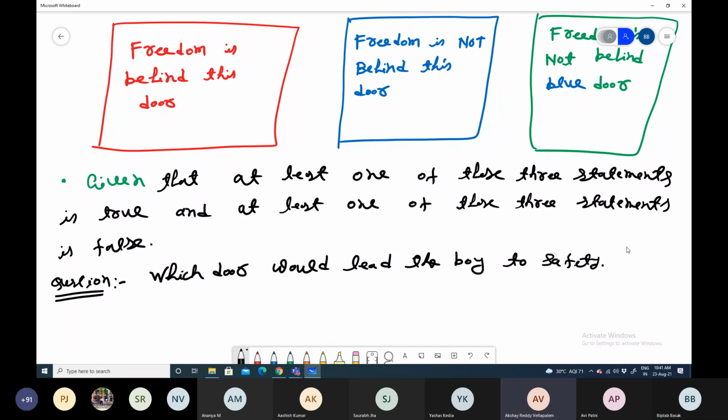But we know that there are only 3 cases, and exactly one of R, B, or G is true. If both of them are the same, that means both of them have to be false. Exactly, exactly. Yeah, that is a good answer actually.